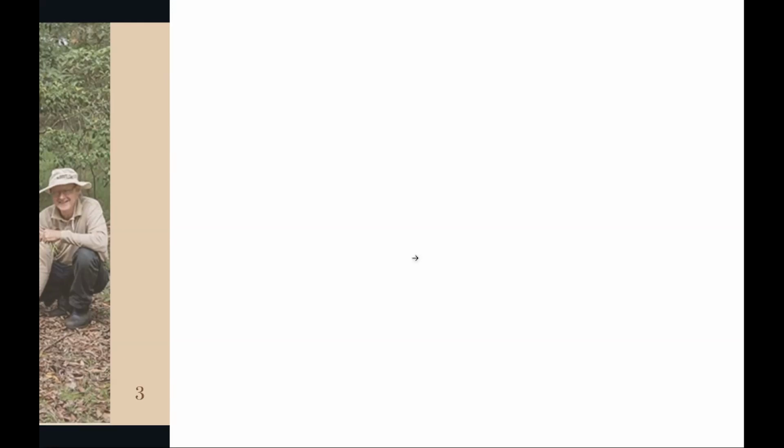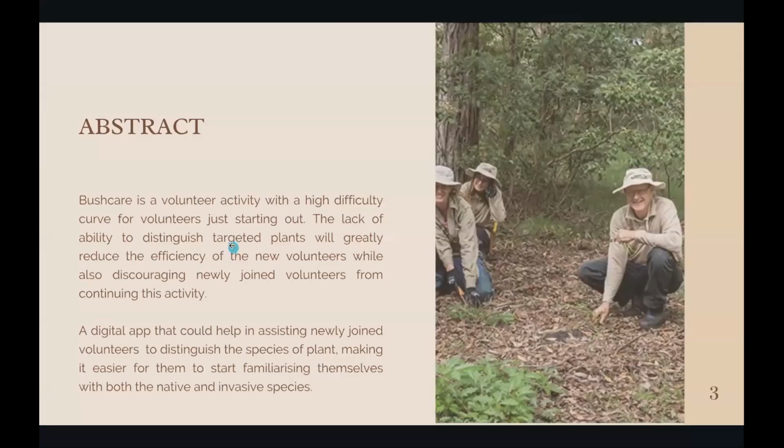So our solution to this problem is to create a mobile app that would be able to distinguish the different species of plant by letting the user take a picture of the type of plant they're looking at and allowing the image recognition algorithm to determine what species the plant is and tell the user whether or not this plant needs to be removed.